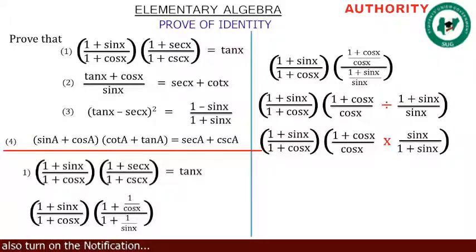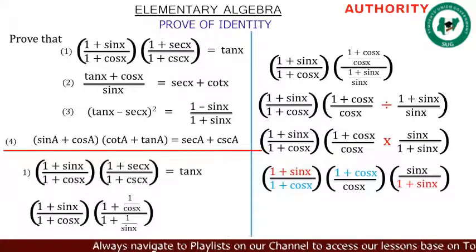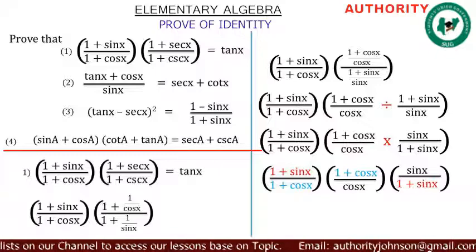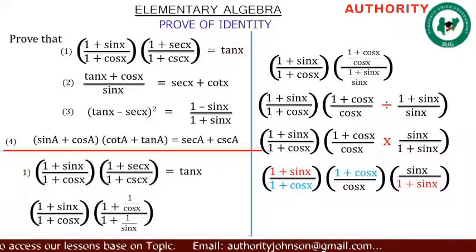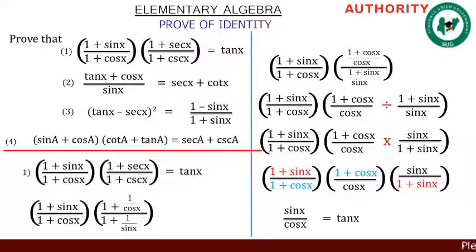We can put it in separate brackets, and since all of them are times, we have (1 + sin x)/(1 + cos x) in bracket, (1 + cos x)/cos x in bracket, sin x/(1 + sin x) in bracket. Now we can see clearly that 1 + sin x in the numerator can also be found in the denominator, so they cancel out. In the numerator we also have 1 + cos x, and in the denominator we also have 1 + cos x. They will also cancel out. So when these are cancelled out, we are left with sin x/cos x.